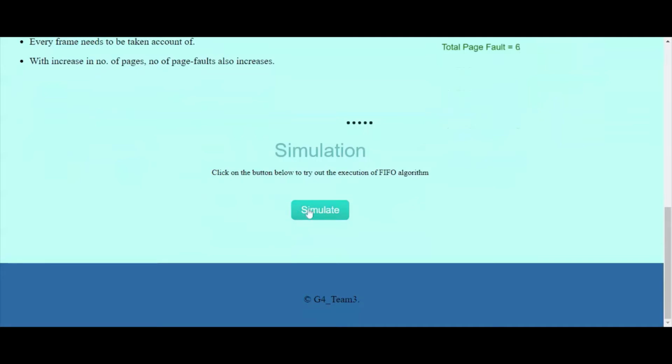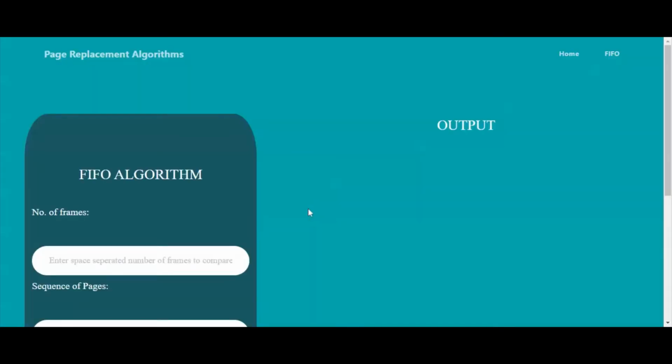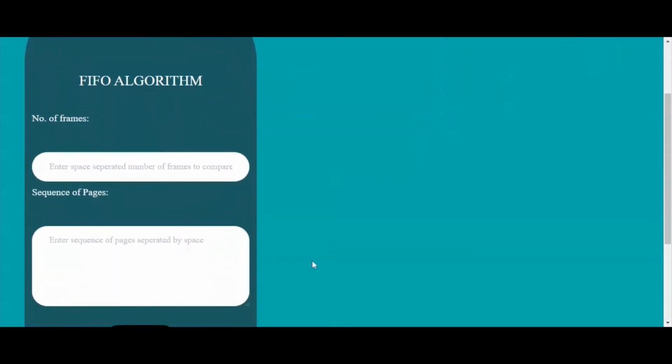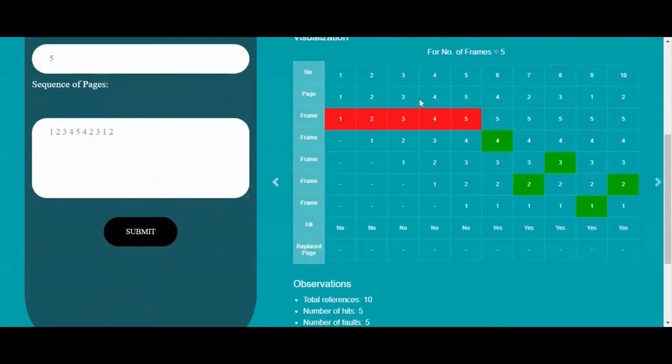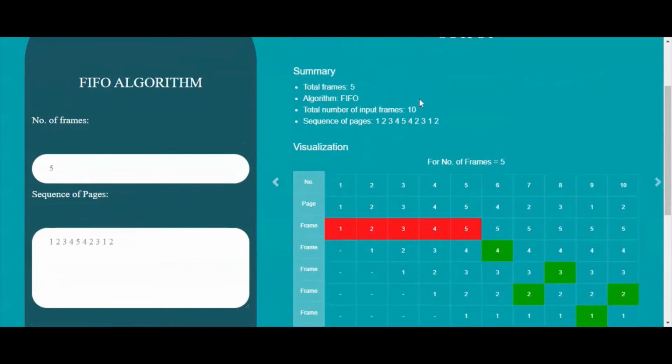Now let's try to visualize this through simulation. Okay, now let's enter the number of frames, say 5. And now we will be entering the sequence of the pages separated by spaces. So that is, let's say, this is the sequence. Now, as I click on the submit button, this is the implementation and the visualization of the algorithm.